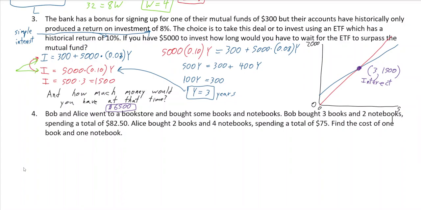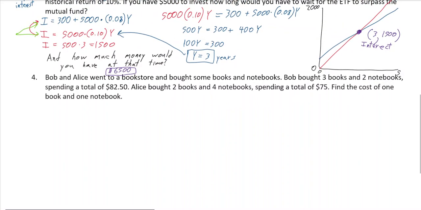Okay, that's kind of what I would do if you're to draw it graphically instead of doing an algebraic process on a word problem. Okay, here is one more question to try out for this lesson. Bob and Alice went to a bookstore and bought some books and notebooks. Bob bought 3 books and 2 notebooks, spending a total of $82.50. Alice bought 2 books and 4 notebooks, spending a total of $75. Find the cost of 1 book and 1 notebook. This is a very common type of question as well. In fact, ChatGPT helped me create this one, although it was making something a little bit wonky, so I had to fix it up.